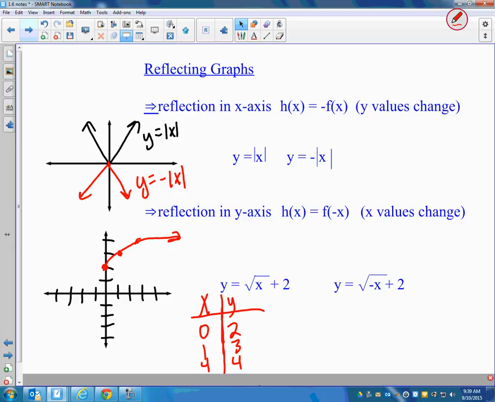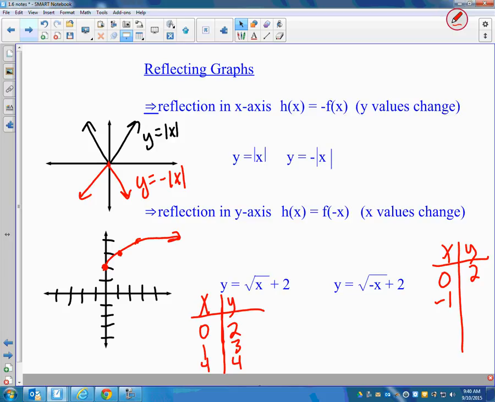So notice what happens when we throw that negative underneath that radical. If you were going to make an XY chart, we can still pick 0 because negative 0 is still 0, and you still get 2, but you can't pick the same X values anymore. You can't pick 1 because you would get negative 1 under the radical, and that's an imaginary number. So the X values are actually going to change now. You have to pick negative values now to get the same Y values. Your domain has changed. Now instead of starting at 0 and going up, it goes from negative infinity up to 0. So that's what I mean by the X values change.